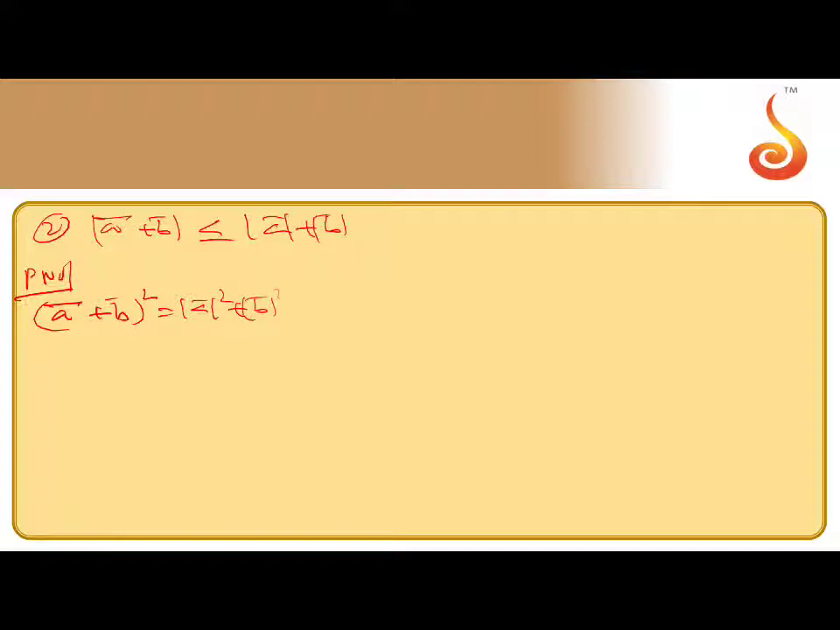But what is the second one? Magnitude of a bar plus b bar is less than or equal to magnitude of a plus magnitude of b. Now let us take the proof. We first take a bar plus b bar the whole square, which is magnitude of a square plus magnitude of b square plus 2 a dot b. We can write 2 a dot b as 2 magnitude of a magnitude of b cos theta.